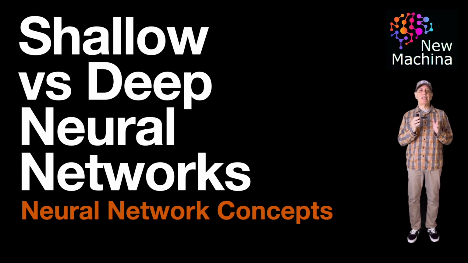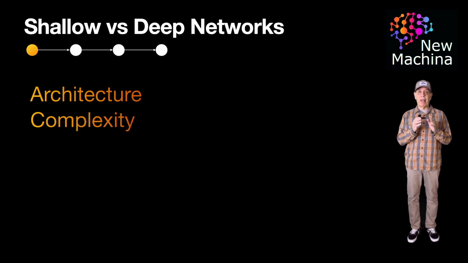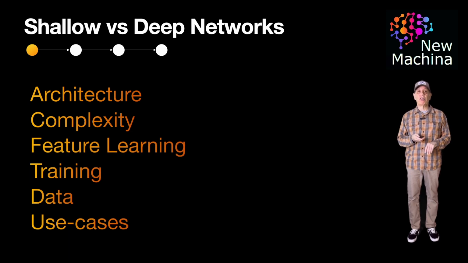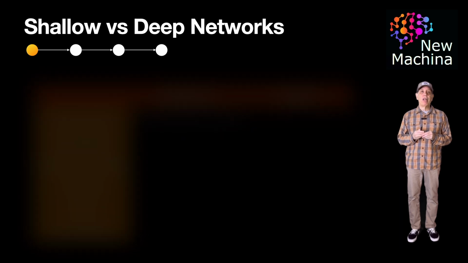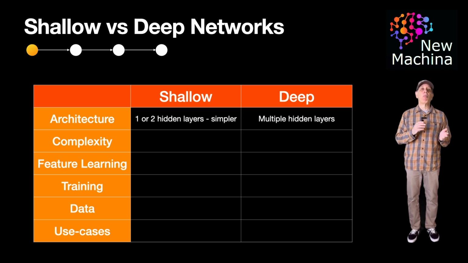Okay, so let's compare 6 different aspects of shallow versus deep neural networks, including architecture, complexity, feature learning, training, data, and typical use cases. So first, how do shallow and deep networks differ in architecture? Well, shallow networks typically consist of 1 or 2 hidden layers, making them simpler in architecture. Deep neural networks, on the other hand, have multiple hidden layers, allowing them to model more complex patterns.